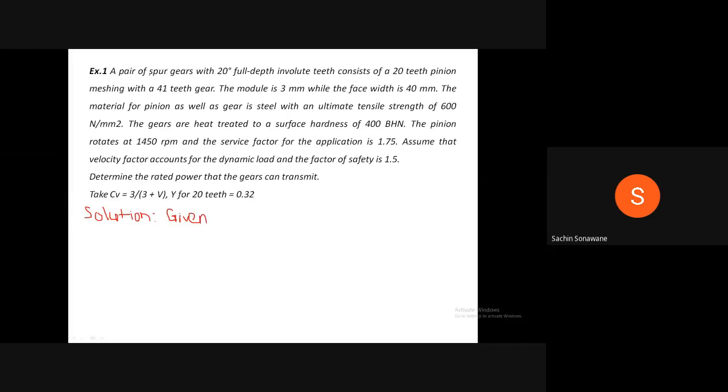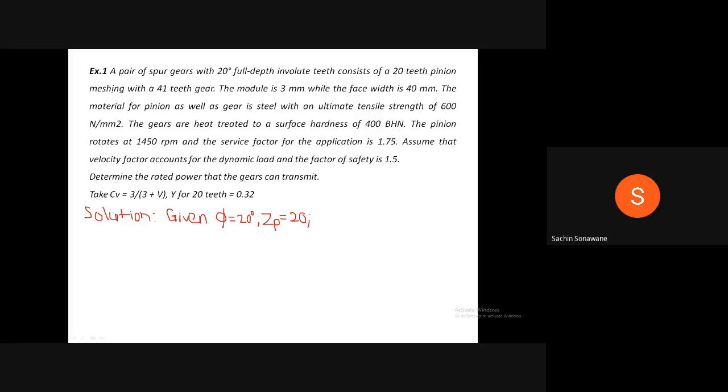Now, in the first line, they have given us that a pair of spur gears with 20-degree full depth involute teeth, meaning pressure angle they have given first of all. Therefore, write down pressure angle phi is equal to 20 degree. Then next, they have given us that consists of a 20 teeth pinion. Therefore, they have given number of teeth on the pinion, that is ZP, with suffix P, is equal to 20.